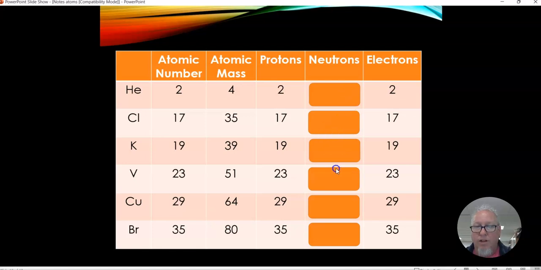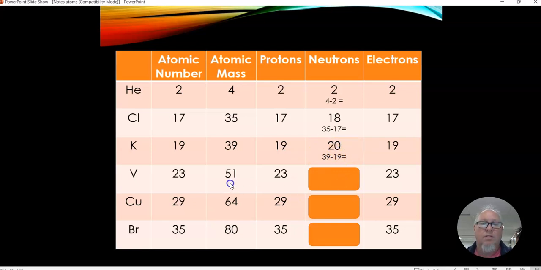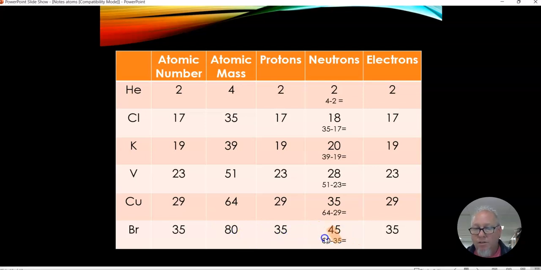The hard one is the neutrons. Take the mass number, subtract the number of protons, and you will get the number of neutrons.